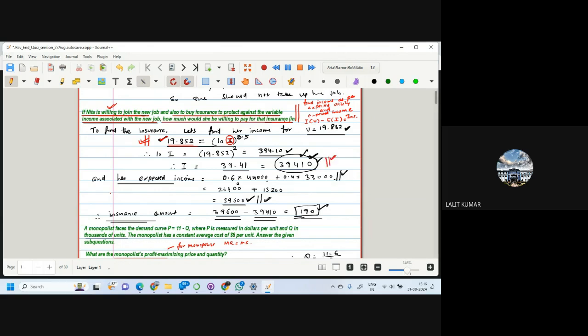But her expected income can vary depending on the probability. Her expected income is 0.6 into 44,000 plus 0.4 into 33,000, which is 39600. So the insurance amount she has to pay will be the difference between these two terms, which comes to 190. Is this okay? Is that okay? Yes, that's fine.